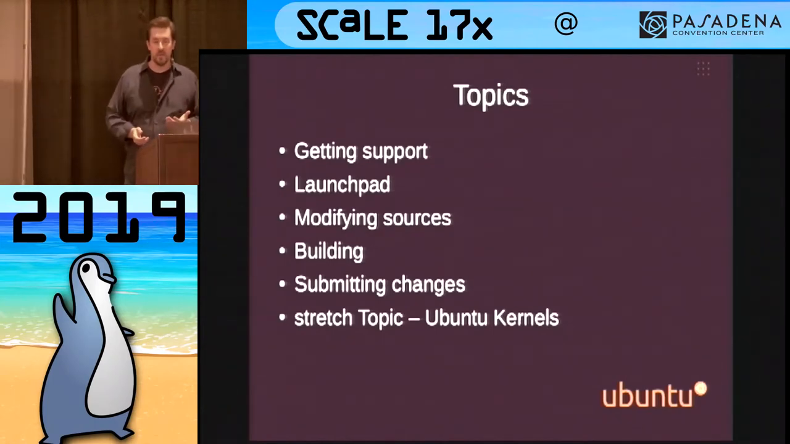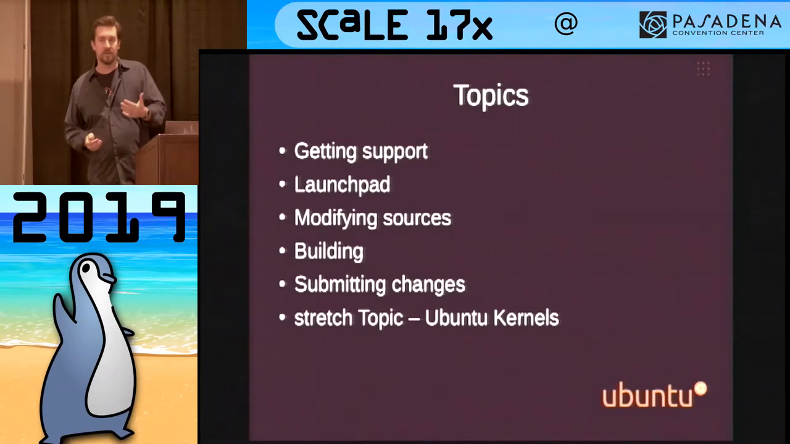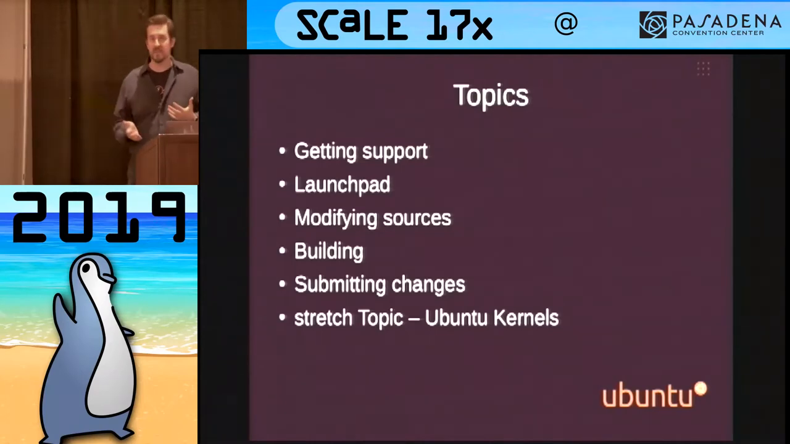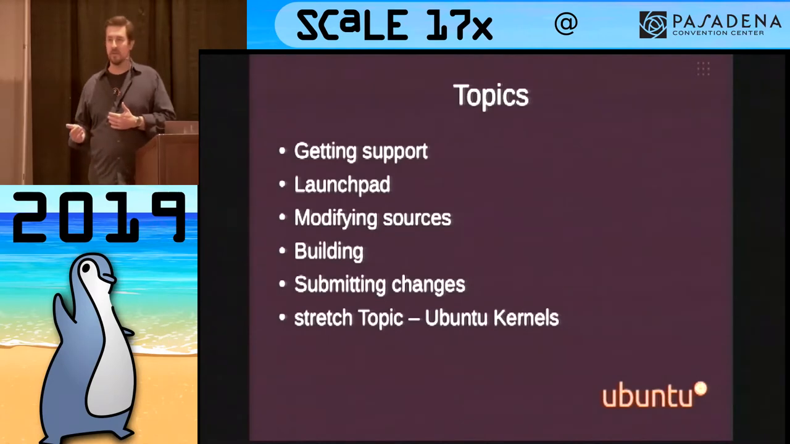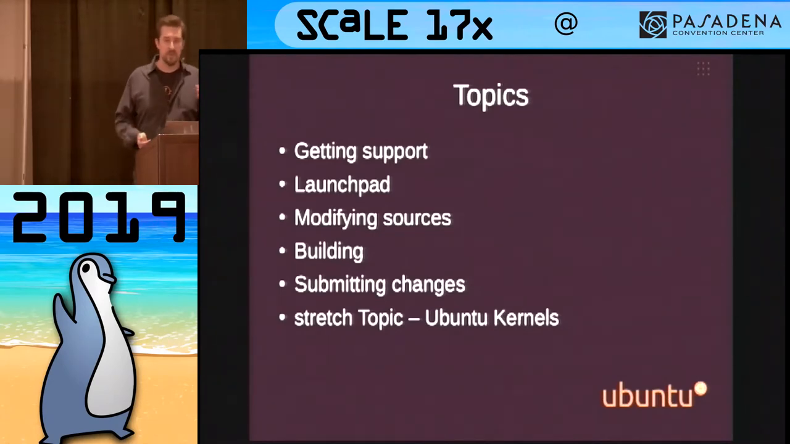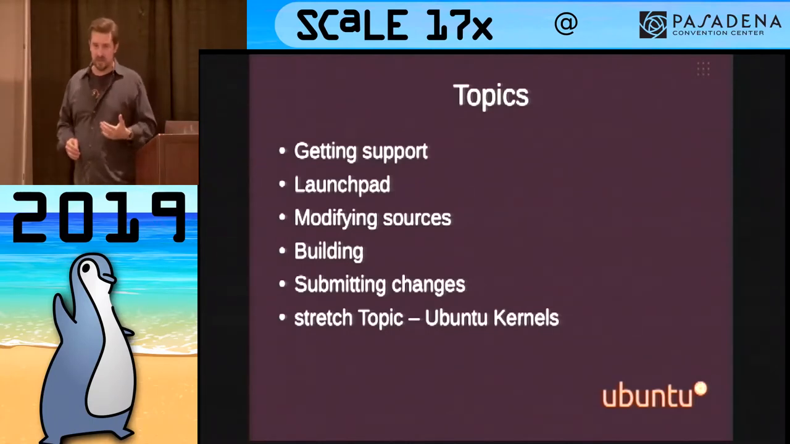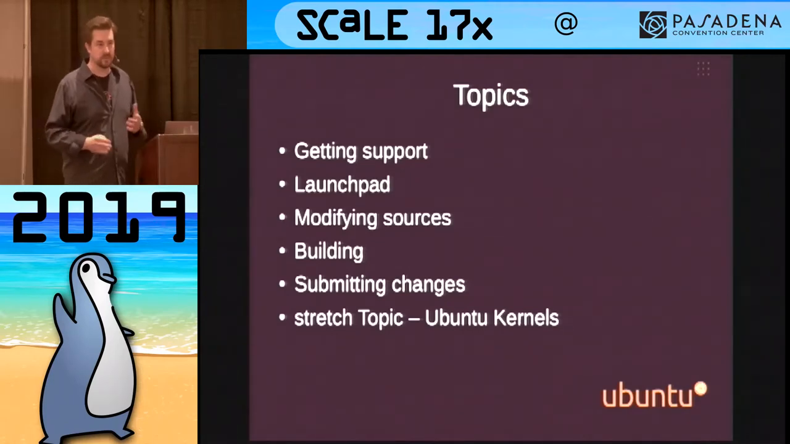All right, so the topics we're going to cover today: we're going to talk a little bit about getting support. We'll cover a little bit about Launchpad best practices. We'll talk about how to modify sources from the archives. We'll talk about building and then submitting changes back into Ubuntu. And if we cover all of that, I'll talk a little bit about the kernel processes, because the kernel processes are a little bit different than the rest of the packages in Ubuntu, because it's the kernel.